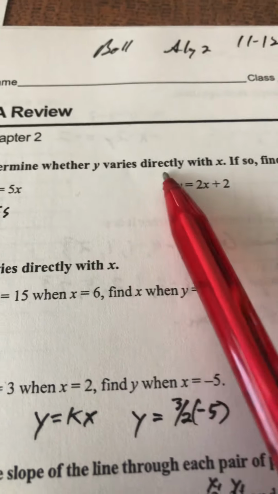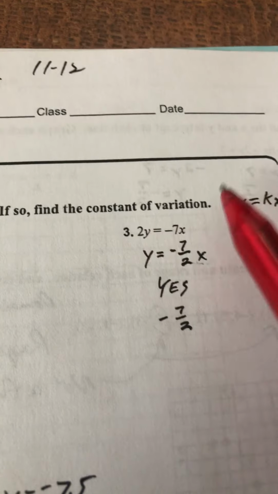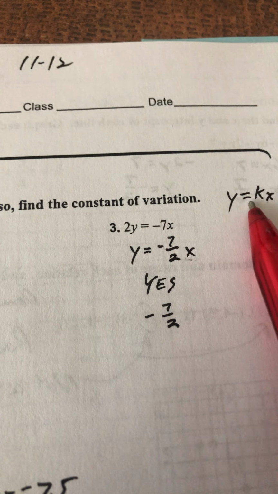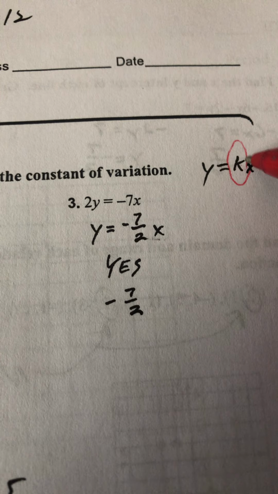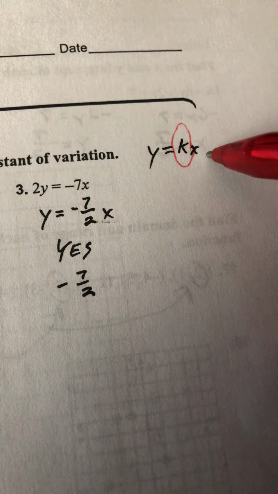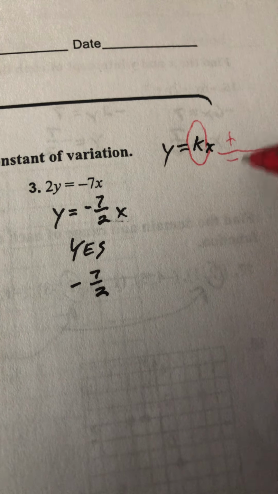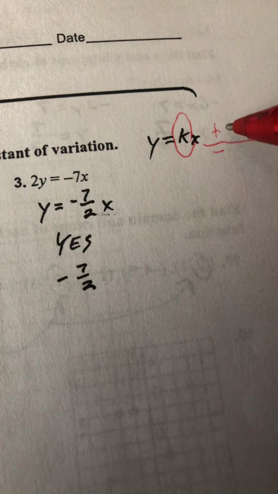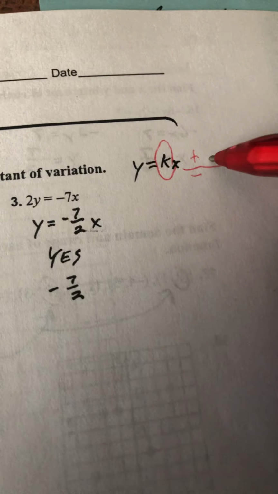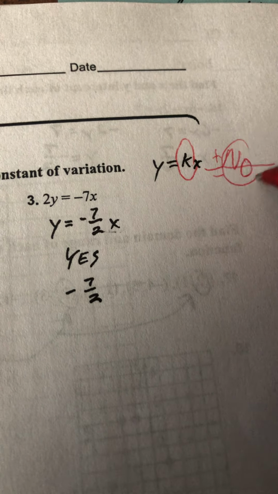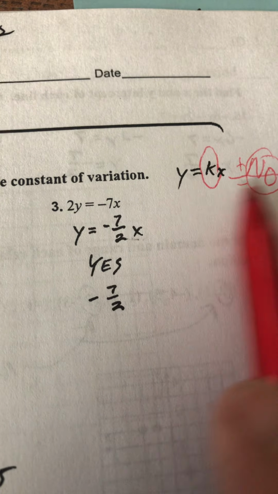Determine whether y varies directly with x. If so, find the constant of variation. Remember, y equals kx. The constant of variation when it's written this way is just that k. If there's anything else over here, like a plus something or a minus something, it does not vary directly. That's a big no if there's anything added or subtracted to this equation.